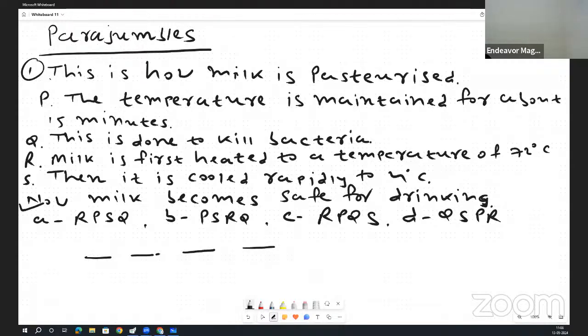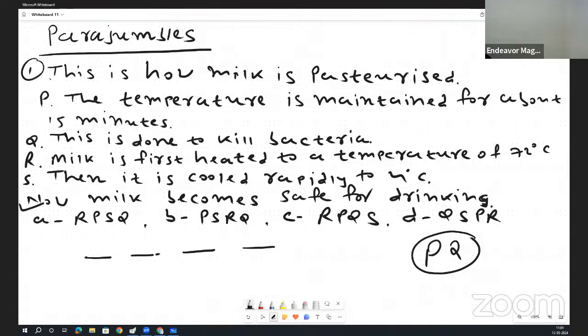Okay. Now if you read this, students, Q: this is done to kill bacteria. Means what is done to kill bacteria? So students, the temperature is maintained for about 15 minutes. So this process is done to kill bacteria. So we have a combination of P and Q. Then it is cooled rapidly to 4 degrees Celsius. So after what, students?